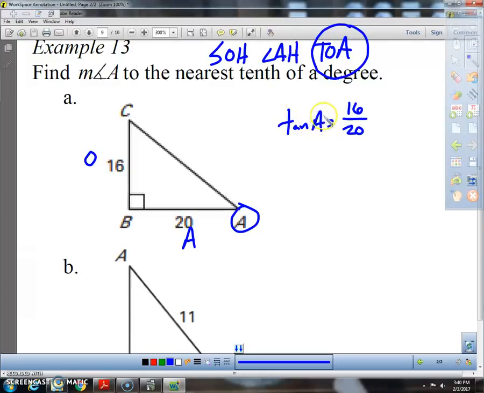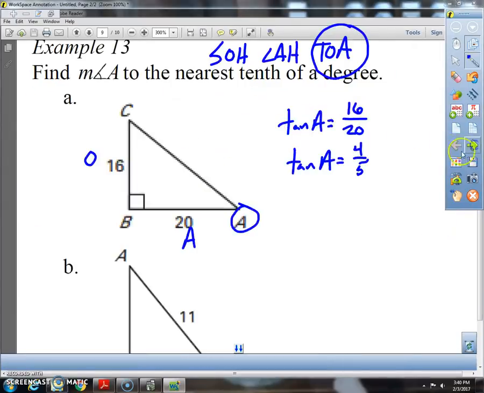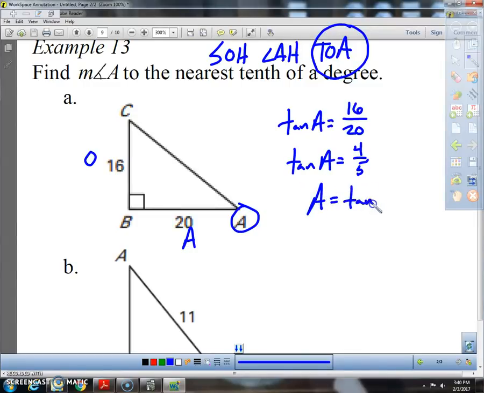We want to figure out what this angle is. Now, one thing we should probably do, this isn't a must, but I definitely need to do it if I see it. I'm going to reduce that, right? That's 4/5. So the tangent of angle A is equal to 4/5. That's the ratio. From what we just learned here, if the tangent of A equals x, then A equals the inverse tangent of x. Angle A is going to equal the inverse tangent of this ratio. A equals the inverse tangent of 4/5.